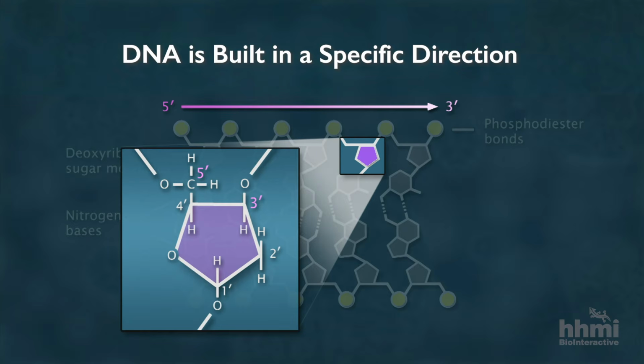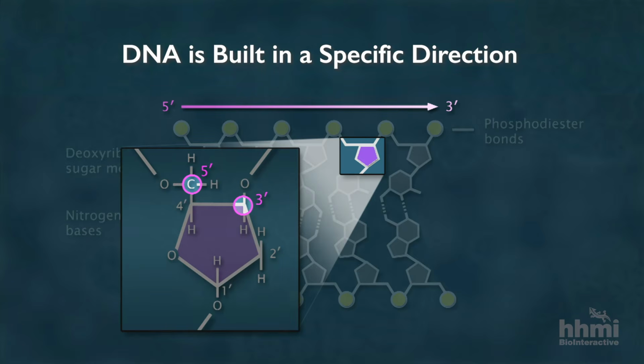The carbon atoms at the 5' and 3' positions of the deoxyribose sugar form bonds with the phosphate groups. The 5' and 3' positions are used to show the orientation or direction of a DNA strand. During DNA replication, enzymes build DNA strands by adding nucleotides in the 5' to 3' direction.